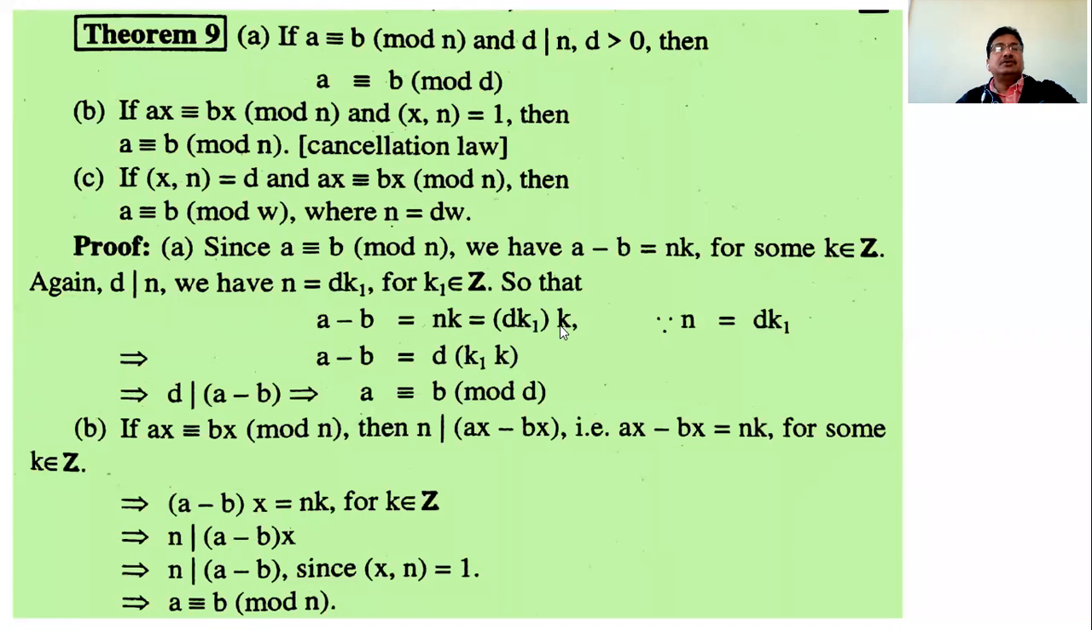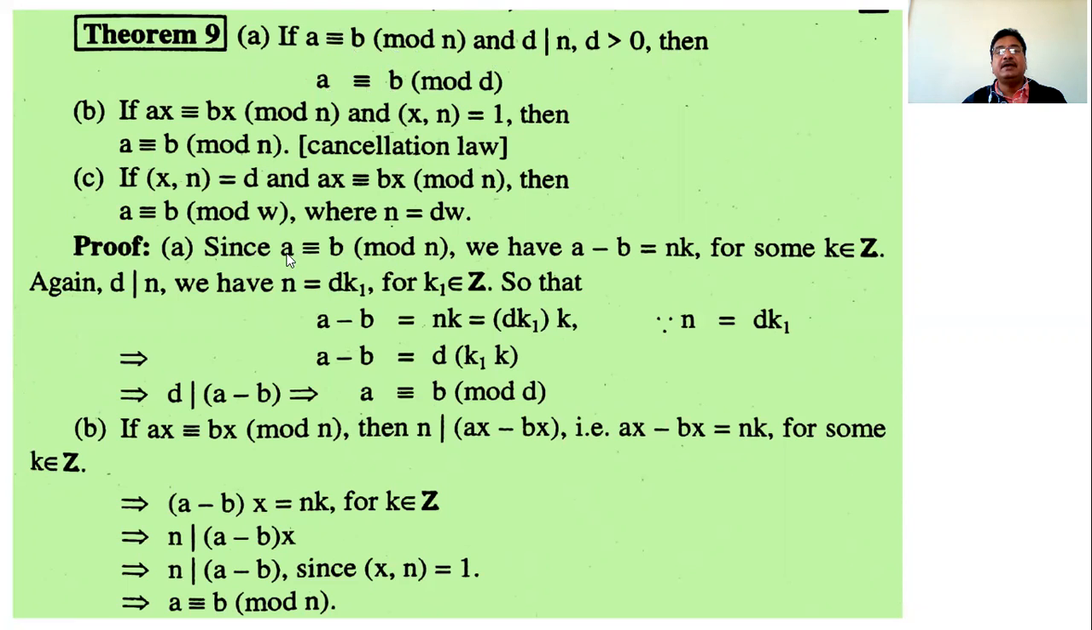Next theorem on the congruence relation. If A is congruent to B modulo n and D divides n, where D is greater than 0, then show that A is congruent to B modulo D. So what is given? A is congruent to B modulo n.